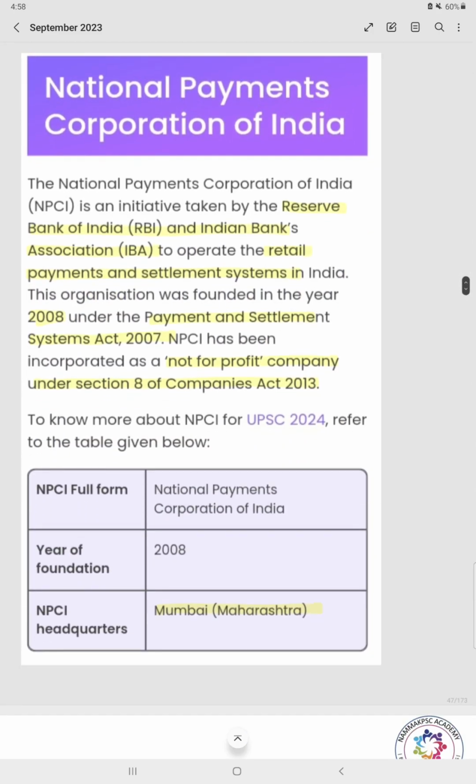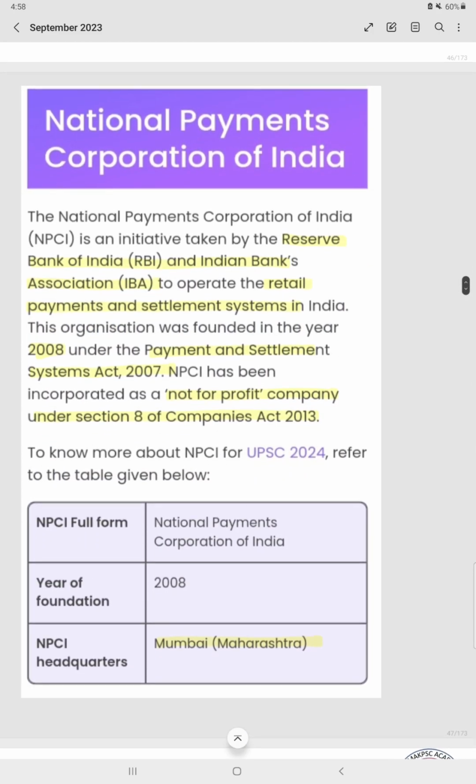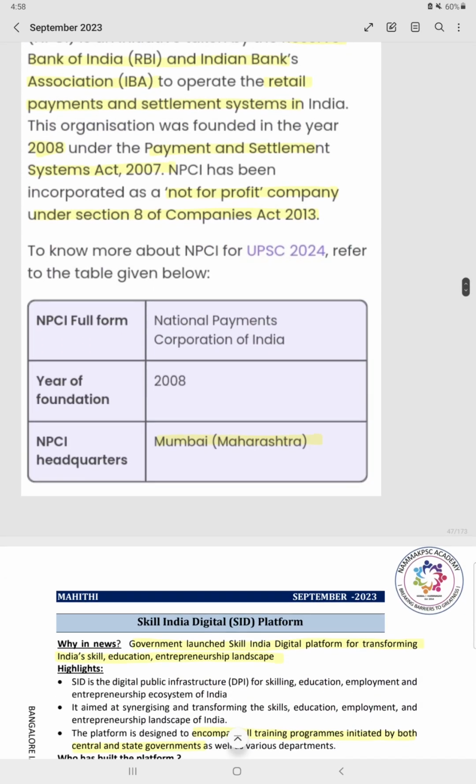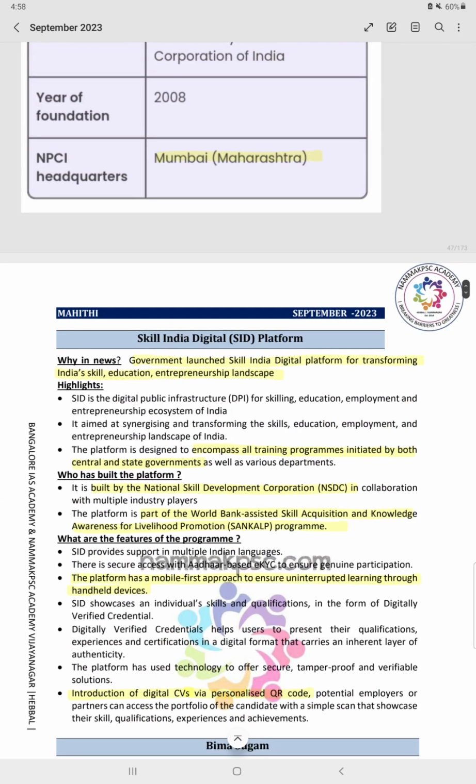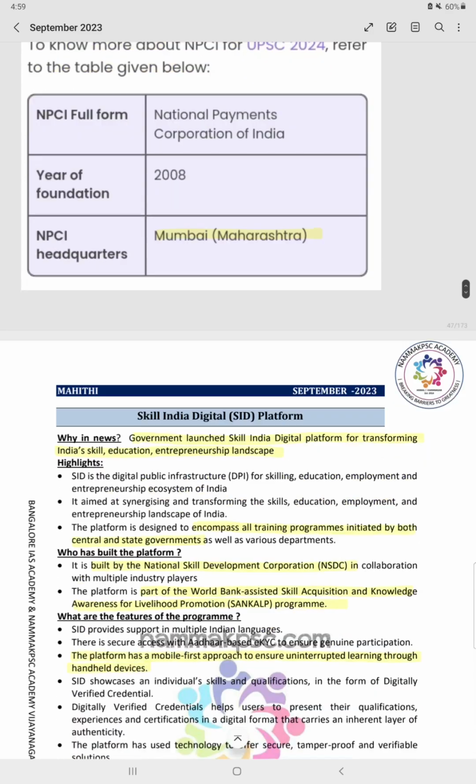This is a body which was created in the year 2008 under the Payment and Settlement System Act. This is a statutory body, and it is a not-for-profit organization under the Companies Act, and it has been created by the consortium of Reserve Bank of India and Indian Banks Association, mainly to operate the retail payment and settlement systems. And where is its headquarters? It is in Mumbai, Maharashtra.